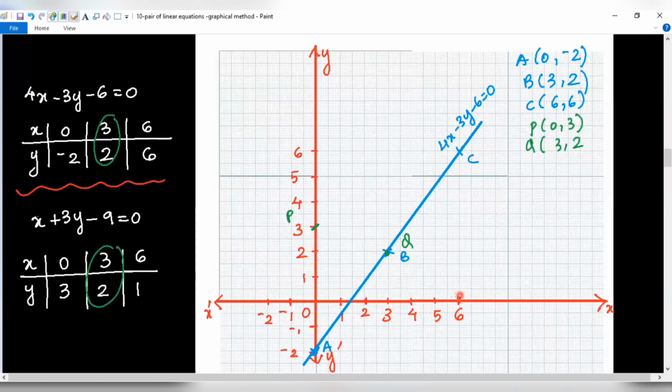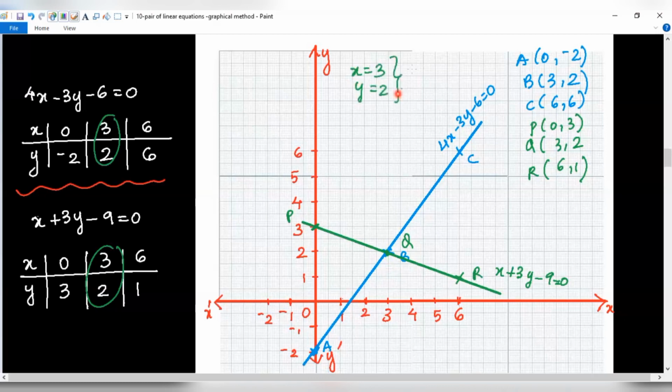Then 6 and 1. On x it is 6, and on y we need 1. So this is the next point. I name it as R (6, 1). Now we have to join them with a single line. See, this is the required line. Okay, we'll write down the equation. Here it is x plus 3y minus 9 equal to 0. So we got the solution, right? (3, 2). x equal to 3, y equal to 2 is the solution.